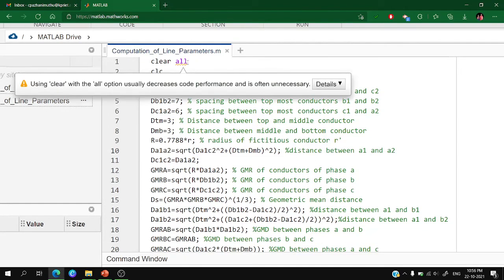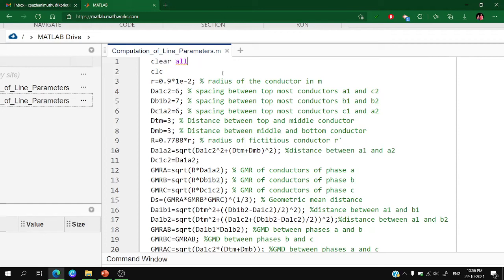So the first command is clear all, which clears all the variables already stored in MATLAB. CLC is nothing but clear screen. We have to assign the variable r, or small r, which is nothing but the actual given conductor radius, that is 0.9 centimeter. Next, we have to assign the variable dA1C2, which is nothing but the distance from A1 to C2. Already shown that configuration, so from that we have to represent the spacing between the topmost conductor A1 and C2, that is nothing but 6 meters.